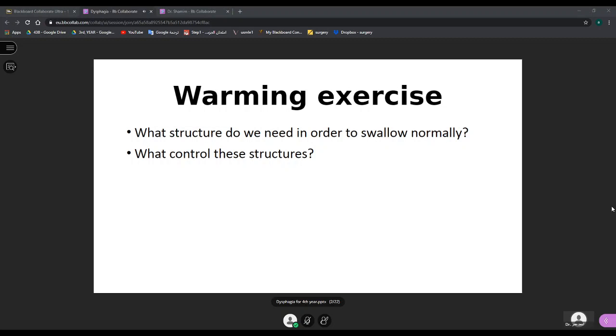Can you mention what is the name of the muscle which guards the upper esophageal sphincter?